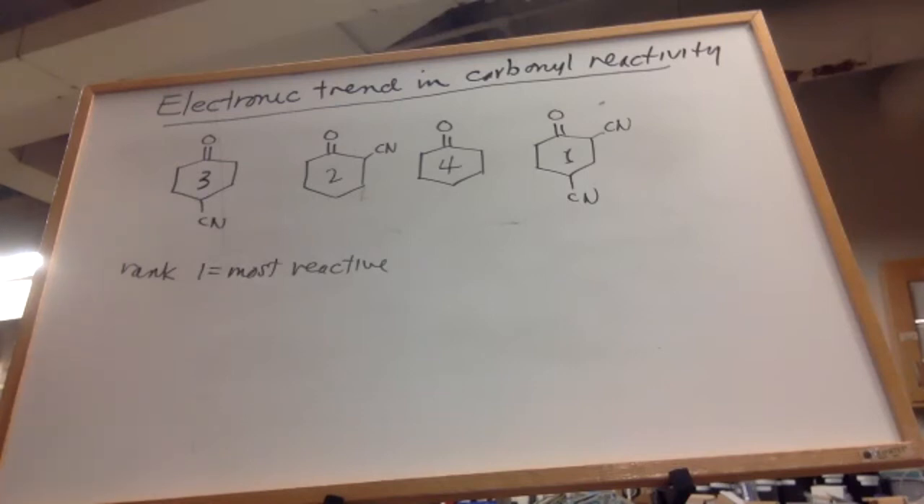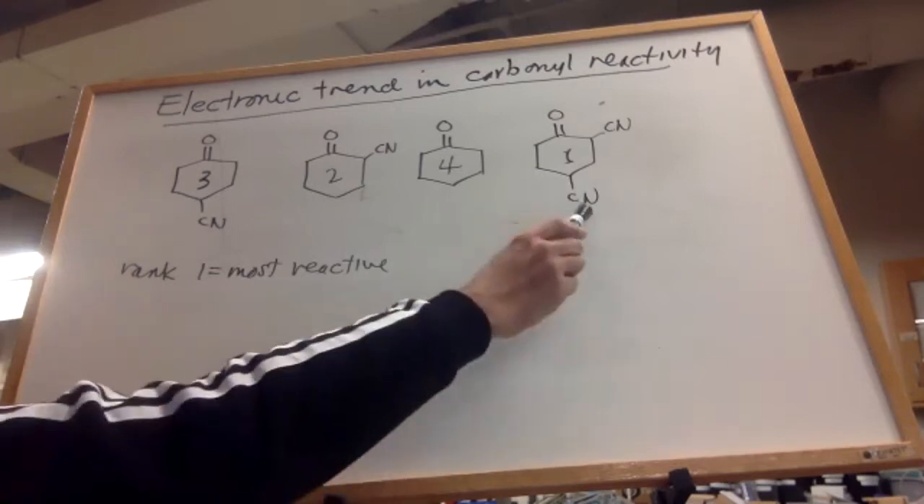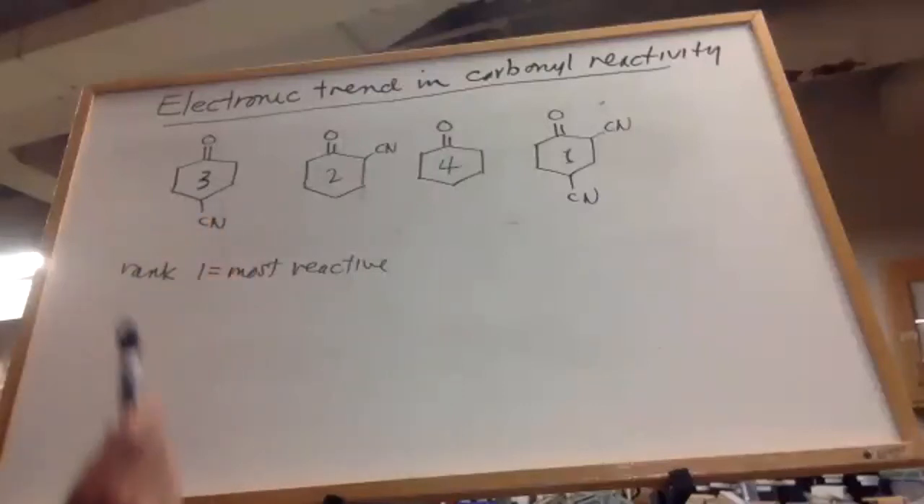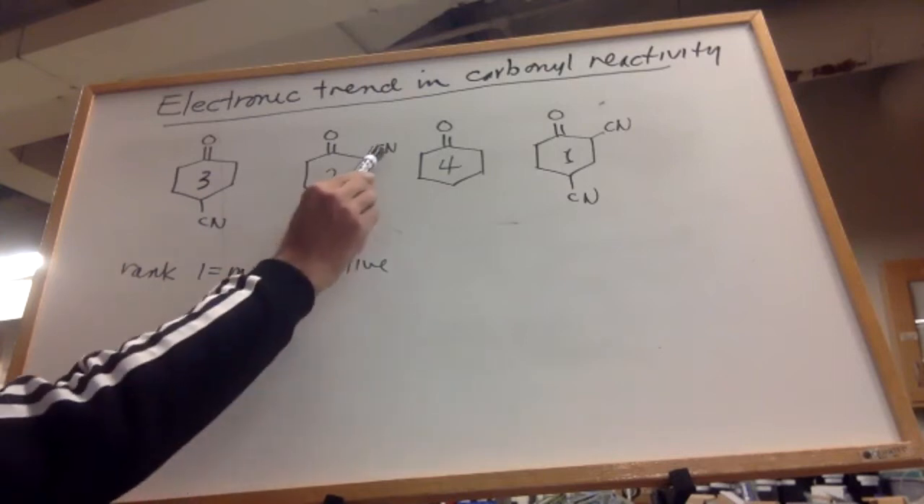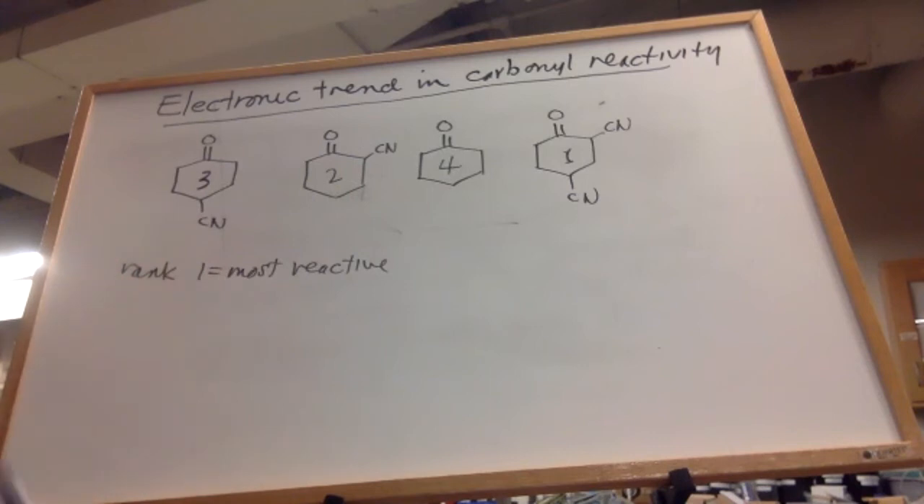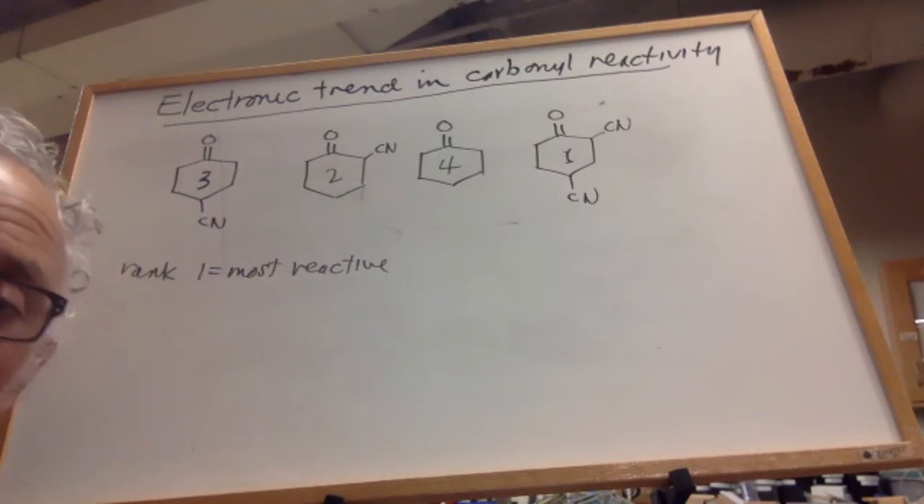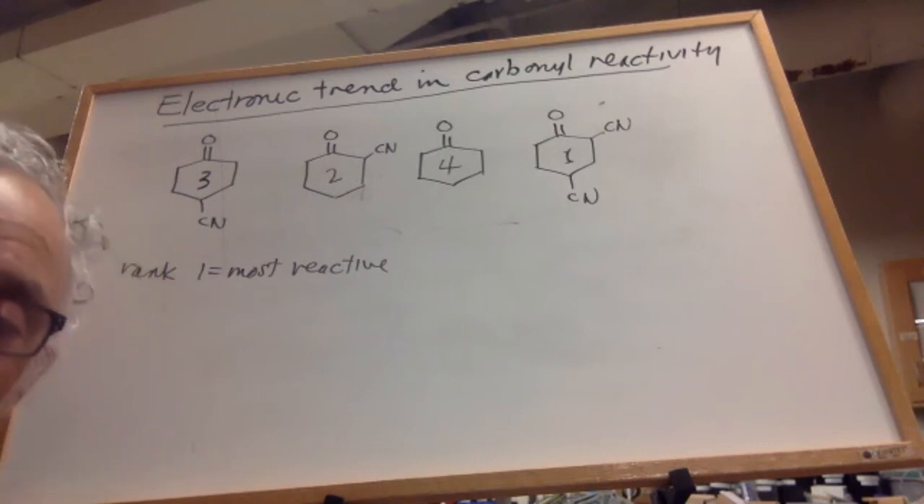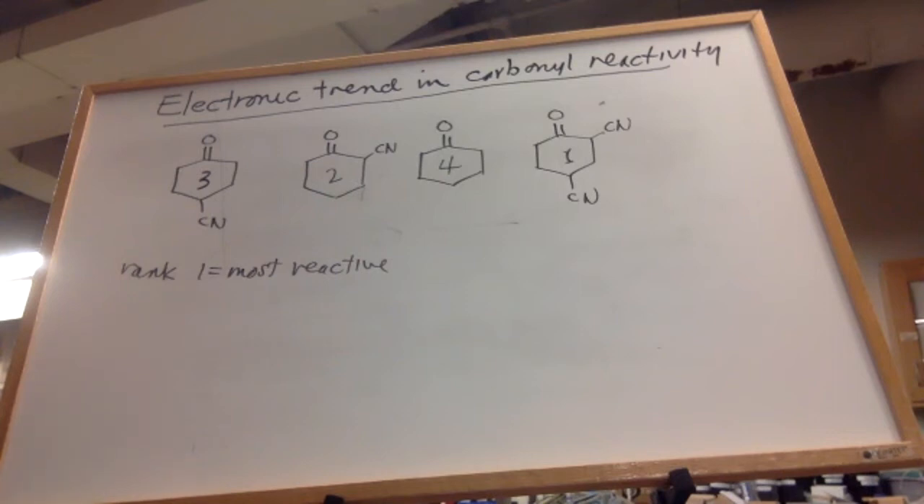It's easy to count electron withdrawing groups, because this one has more than this one does and more than this one does. It's easy to identify who is closer to the carbonyl, right? This one is closer to the carbonyl than this one is, so 2 is going to be faster than 3. But it's much harder to determine who is more electron withdrawing. Is a nitro group more electron withdrawing than fluorine, or is fluorine more? That's really for an expert. So we don't have to worry about that.